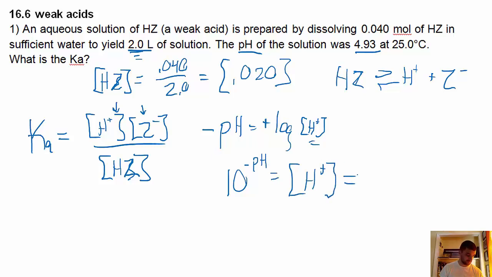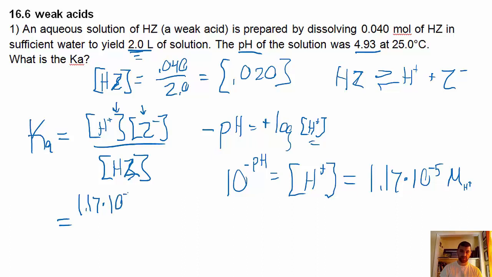So what do I get when I do that? 1.17 times 10 to the minus 5 molar for the H plus. Let's think about this. I plug in my Ka. That's going to be 1.17 times 10 to the minus 5 times the same thing again. I'm just going to square it, because the H plus is the same thing as the Z minus, and I don't feel like rewriting that whole number.